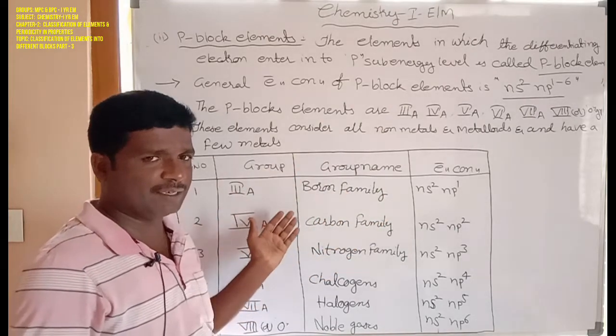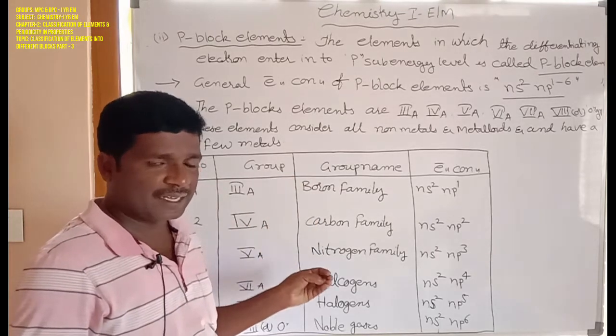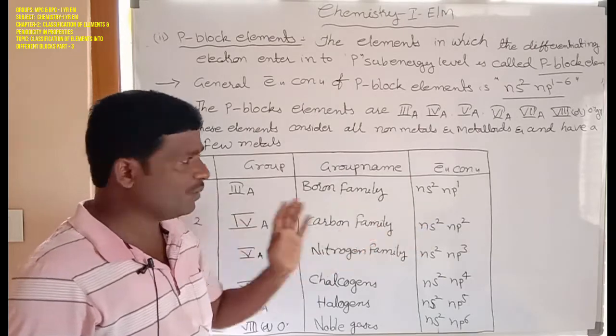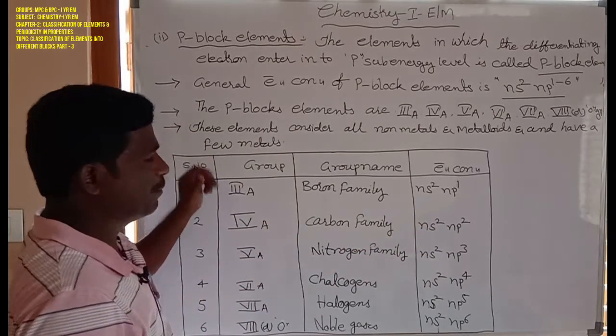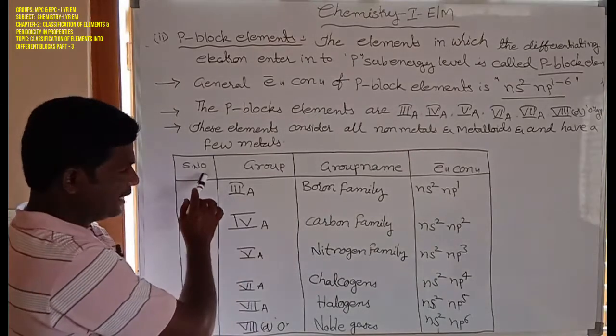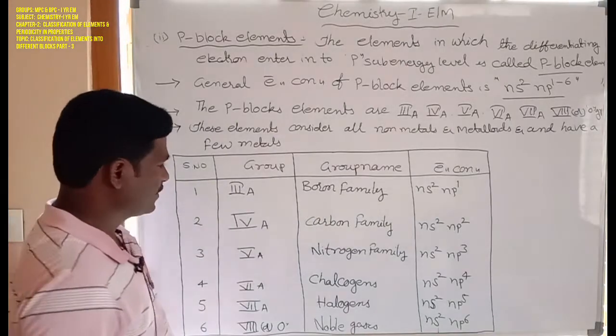The p block elements consist of some non-metals, some metalloids, and a few metals. Those are also properties of the p block elements. Next, we look at the serial number, group name, and electron configuration.